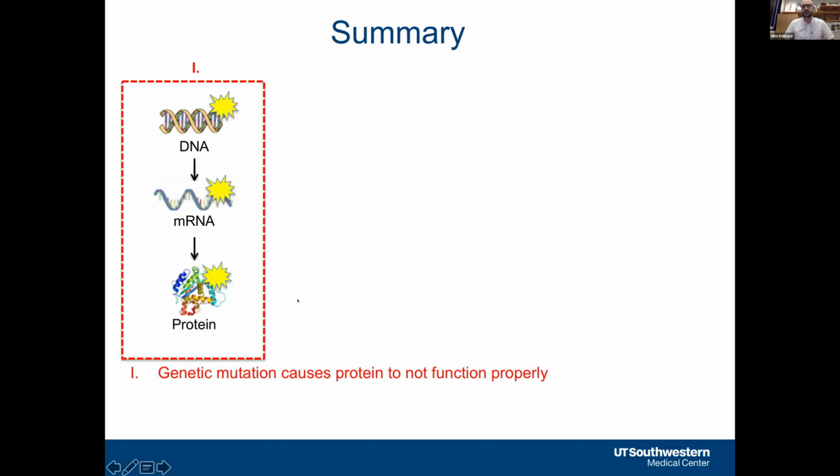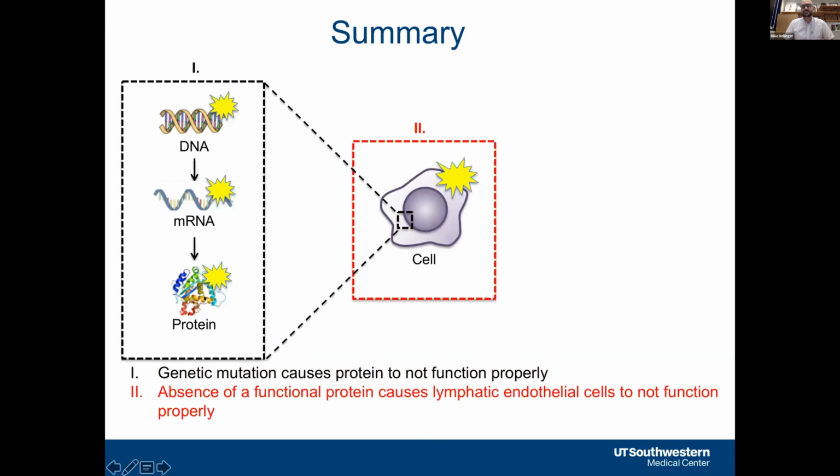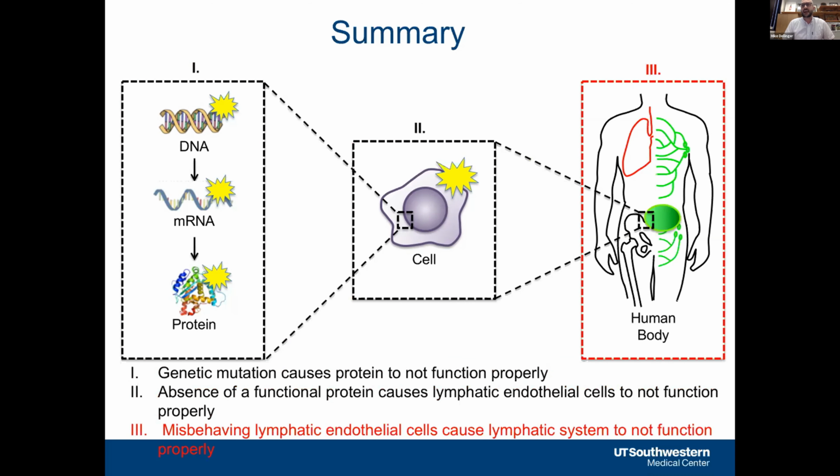To summarize a little bit of what I talked about today, changes to DNA or genetic mutations ultimately cause the proteins that are encoded by that DNA to misbehave. They don't function properly. These proteins which are not functioning properly cause cells to then not function properly, in this case a lymphatic endothelial cell, and these abnormal lymphatic endothelial cells then form abnormal vessels and ultimately result in disease.